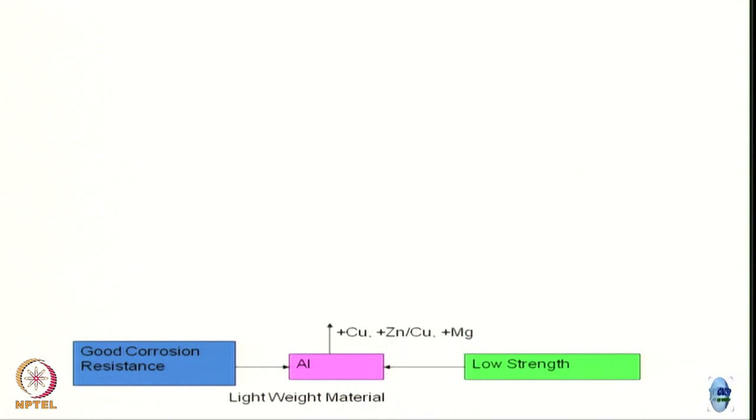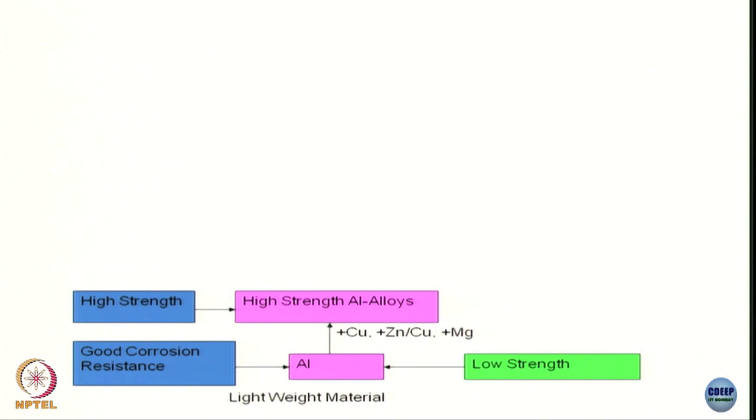So, you want to increase the strength further, what do we do? We add alloying elements such as copper, zinc, magnesium; various alloying elements are added, and several different alloy systems have been developed. 2000 series and 7000 series aluminum alloys are high strength aluminum alloys. When you add these elements, the strength goes up. We talked, I think, the other day, made reference to peak age and over age kind of things.